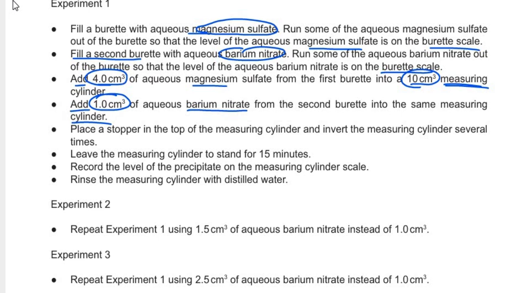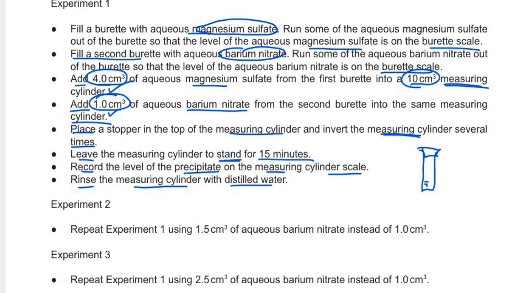So what are we doing? We are taking a measuring cylinder, we are adding 4 cm³ of magnesium sulfate first, and then 1 cm³ of barium nitrate. Place a stopper on the top of the measuring cylinder and invert the measuring cylinder several times. Now we are stopping, add a stopper and mix it thoroughly. Leaving the measuring cylinder to stand, we are allowing it to stand for 15 minutes. Record the level of the precipitate on the measuring cylinder scale. Rinse the measuring cylinder with distilled water.